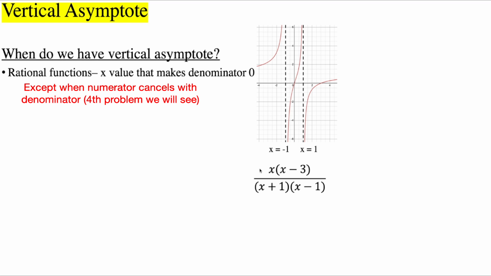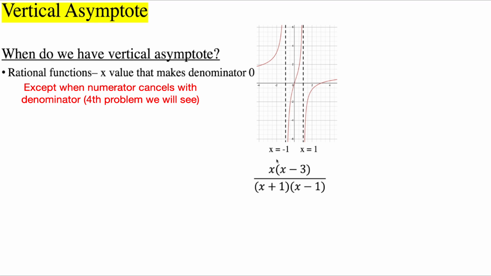And so in this case, this is our rational function, and our denominator is (x + 1)(x - 1). In order to make the denominator 0, it will occur when x is equal to negative 1 and x is equal to positive 1. Because if x is equal to negative 1, we get negative 1 plus 1 is 0, and 0 times any number is 0. Likewise, if x is positive 1, 1 minus 1 is 0, and 0 times any number is 0.